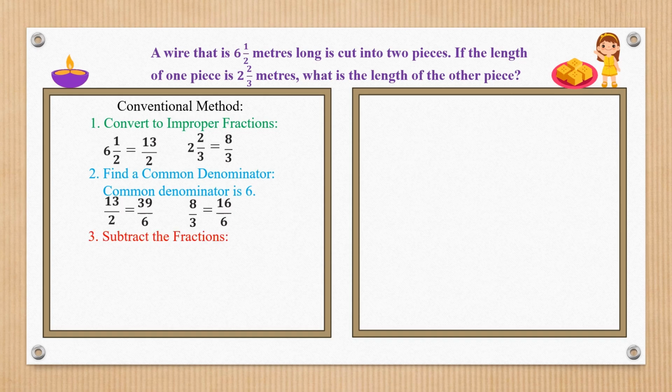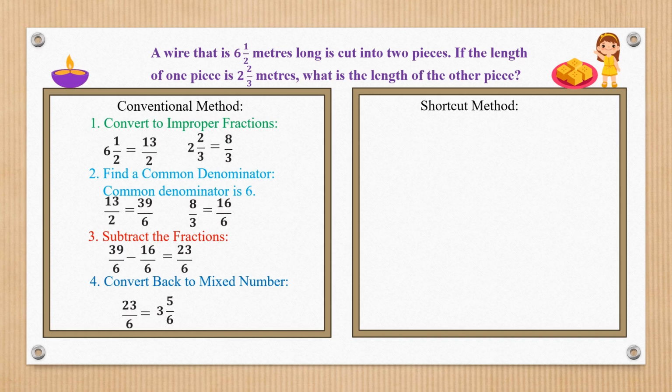In the next step, subtract the fractions. So 39/6 minus 16/6 gives 23/6. Convert 23/6 back to a mixed number, and we get 3 5/6. 6 goes into 23 three times and the remainder is 5, so the answer is 3 5/6. Now let us do the same using the shortcut method.